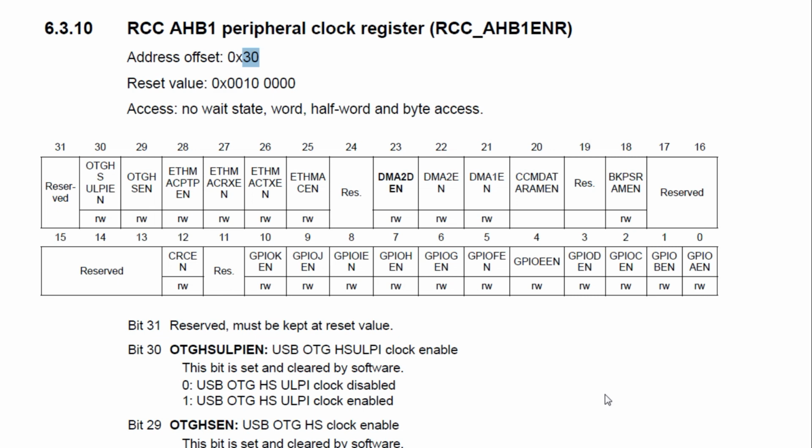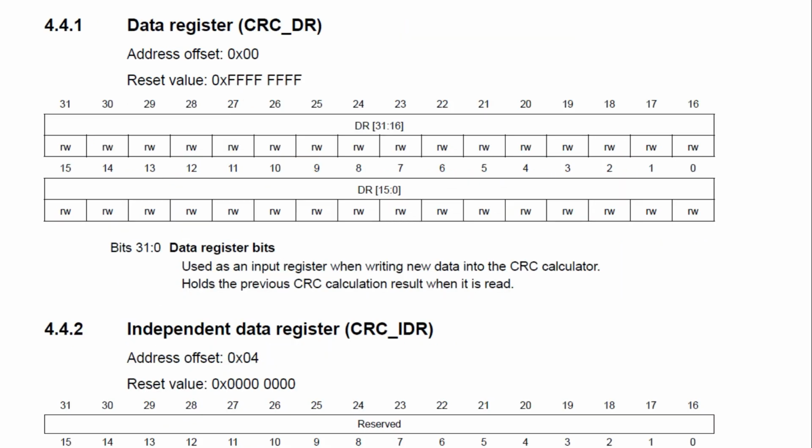So we have to find the CRC breaker and turn it on. And if you look over here, see it says CRC enable. That's bit 12. So we have to flip bit 12 high. Now that will turn on the power to our CRC generator.